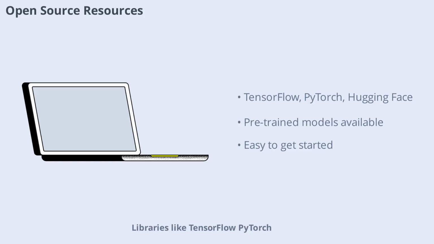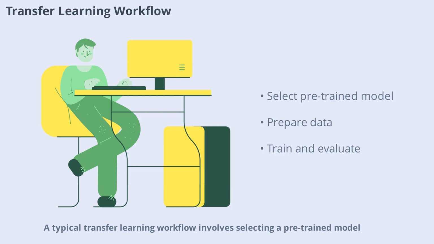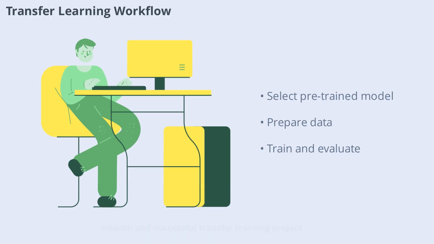Libraries like TensorFlow, PyTorch, and Hugging Face provide pre-trained models and tools to get started quickly. These resources make it easier than ever to experiment with transfer learning and bring your ideas to life. A typical transfer learning workflow involves selecting a pre-trained model, preparing your data, adding custom layers, and training the model on your task. You'll also evaluate performance and fine-tune as needed. Following this workflow helps ensure a smooth and successful transfer learning project.